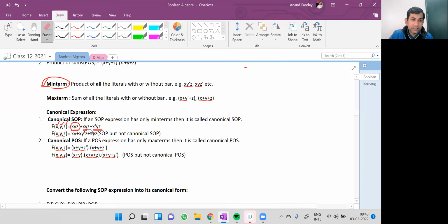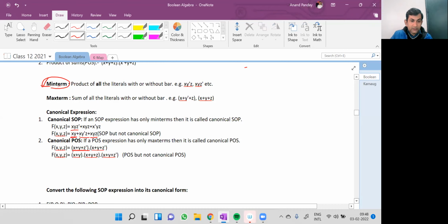But here in the second expression you can see, this is not a min term. Why? Because z is not there. It is not the product of all the literals. Only x, y is here, so this is not a min term. This is a min term, this is a min term. Got it?